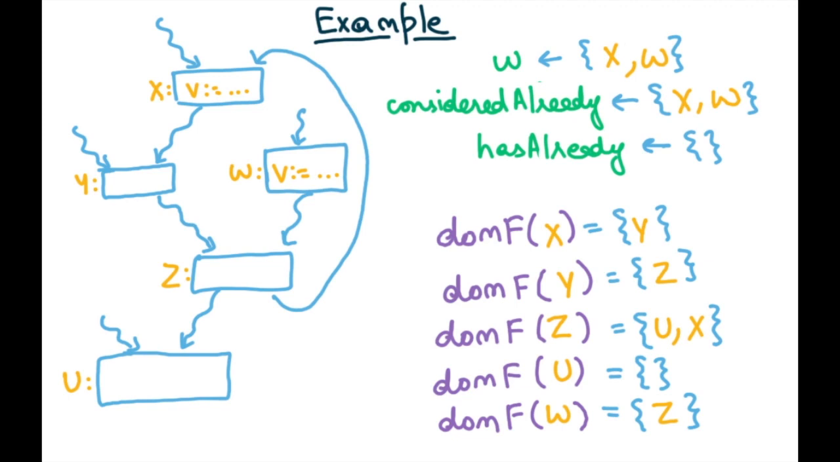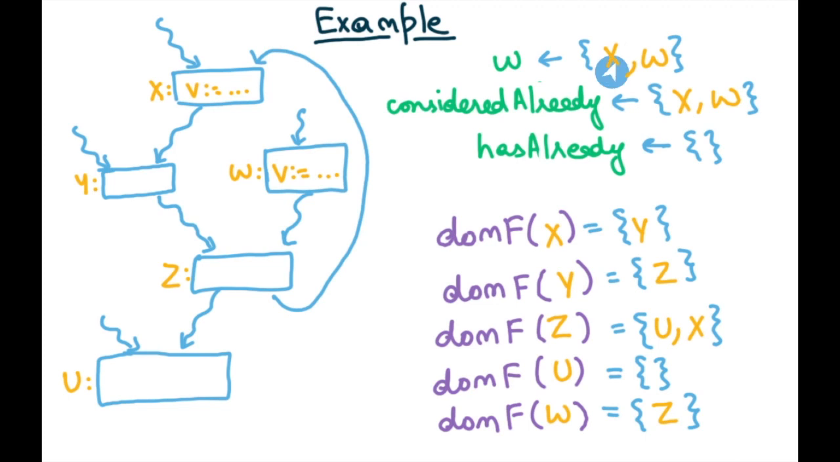Now when I initialize my algorithm, I initialize my sets. My initial work list is basically the set of all assignments to v, which is x and w. So that's my initial work list. My initial considered already set is anything that has gone through the work list, which is also equal to x and w, and has already is empty. Recall this was the initial state of our sets in our algorithm.